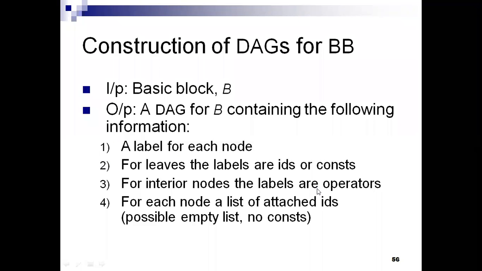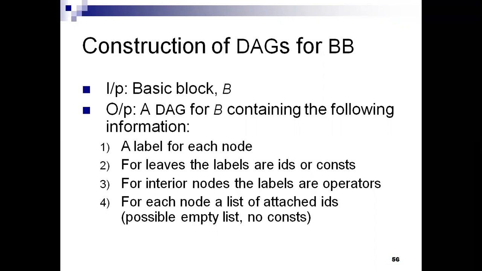So, how do we construct the DAG? Construction of the DAG needs an input and an output. The input is in the form of a basic block B, and the output is a DAG for B. We are constructing the DAG for the basic blocks, that means a DAG for B.